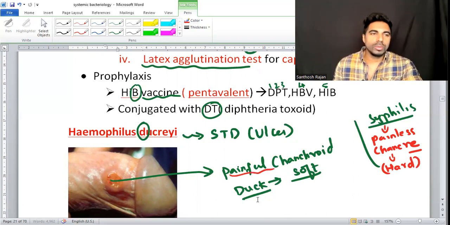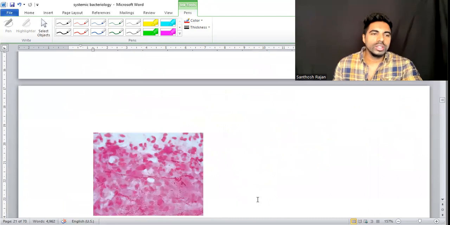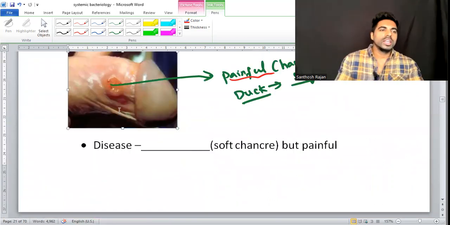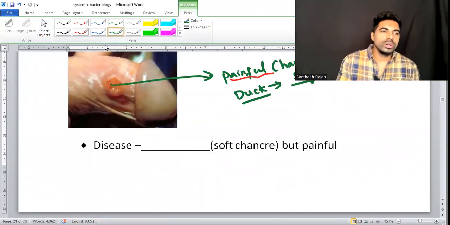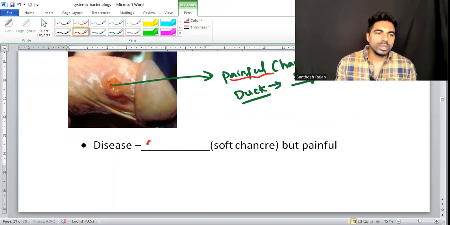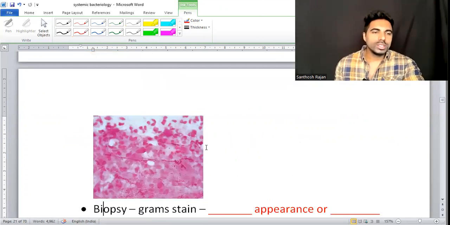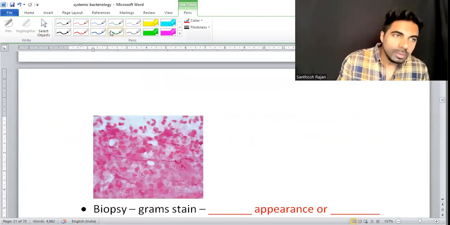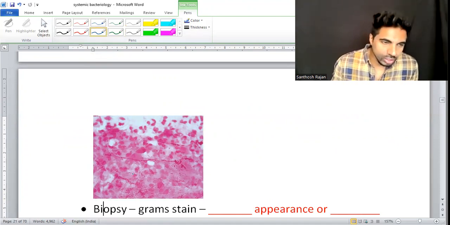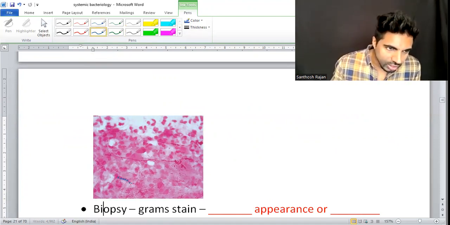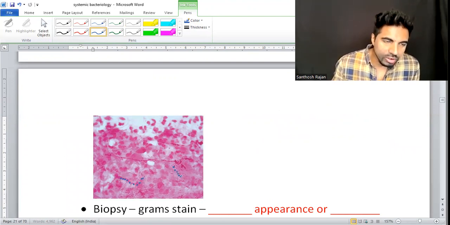So now we'll see what the important things are here. H. ducreyi causes the disease chancroid. The disease is which one? This is your chancroid. I'm going to write it here. Chancroid. D for ducreyi, chancroid. Very painful. This appearance can come in the exam, and also a question can come. See, you see here that they are going like a tram track. The bacilli are arranged in the form of a tram track.